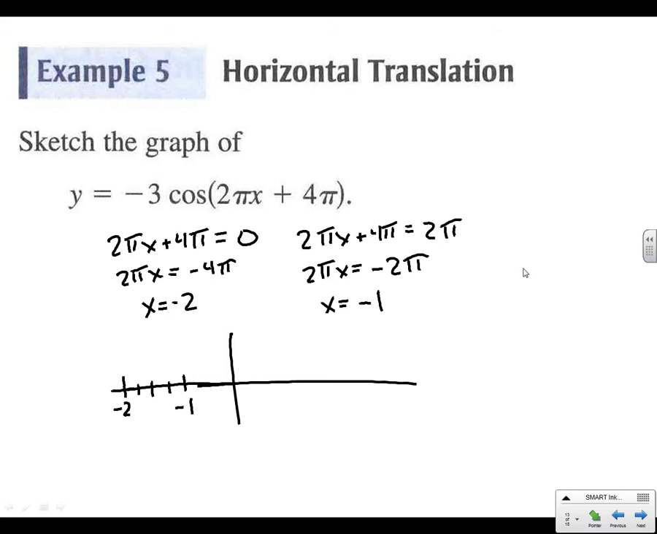We know that our amplitude is negative 3, so that means we're going to start flipped over. So this is a cosine. Normally we would start high, but we're going to start low this time. We're going to be flipped over down here. Okay? And then we would come up, keep going up, come back, and finish low. So it's a skinny, kind of steep curve there. So that's the graph of negative 3 cos of 2 pi x plus 4 pi.